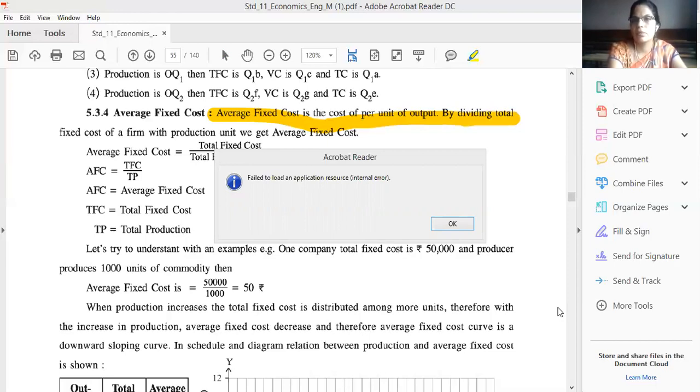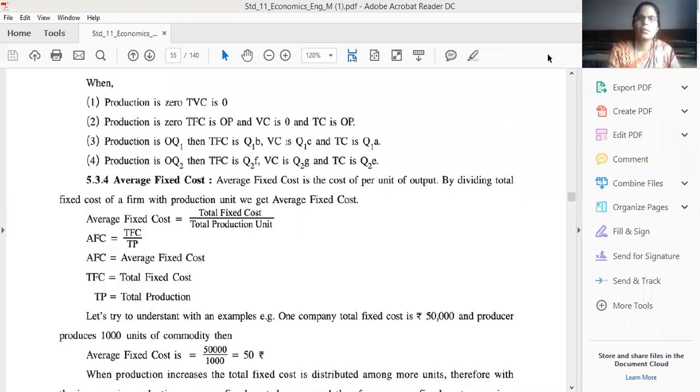Okay, that means what? If we have the total fixed cost, then only we can get the average fixed cost. Okay, friends. So average fixed cost, that means per unit output cost, and we can get it by this formula: total fixed cost divided by the total production units. That means TFC divided by the TP, then we can get the AFC. Okay, friends.